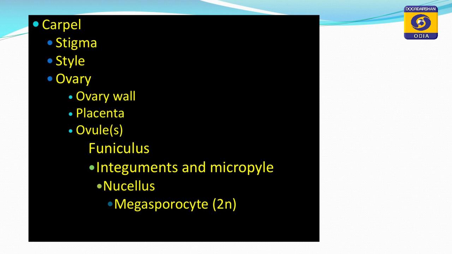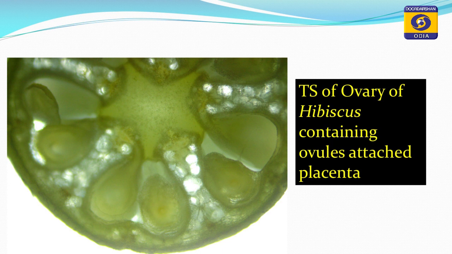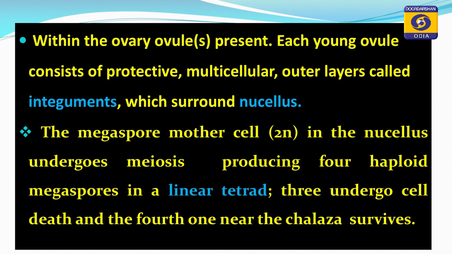So, to the placenta ovules are attached by means of funiculus, and each ovule is surrounded by integuments, and one opening is left at the apex, that is your micropyle, and in the center there is a megasporocyte, that is megaspore mother cell. You can see this. This is the transverse section of hibiscus ovary. You can see at the center pentaradiate placenta is there, and to each placenta there is attachment of the ovules.